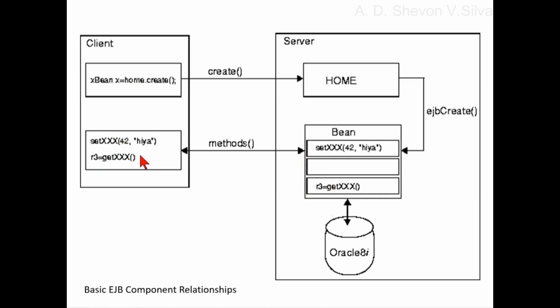This code is inside the client, and so the home and bean, and here, for example, the Oracle API, are inside the server.